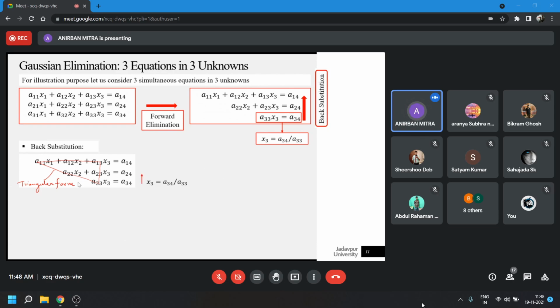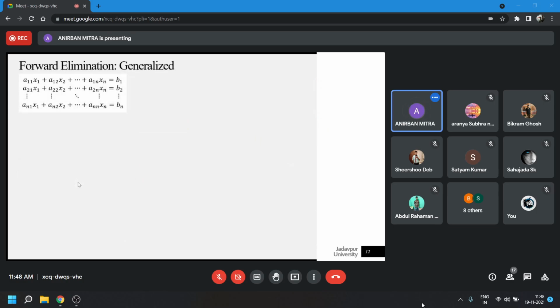Then you go back to the first equation, and here you can express x1 as this expression containing x3 and x2. Both of them are known from the previous steps. All the coefficients are known, so you can find out x1 quite easily. So that completes the procedure for back substitution. So this is how Gaussian elimination is implemented.